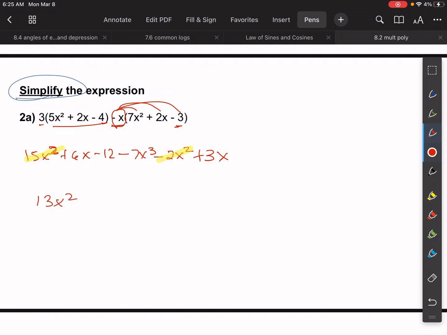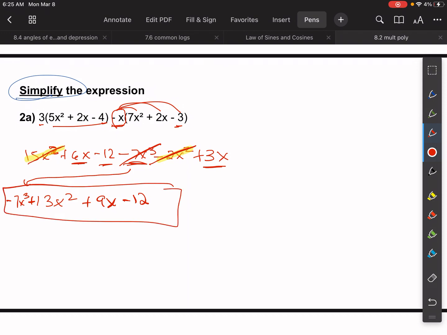And then there's no other x to the 3rds, and if I want to put this in standard form, I actually want to put the highest degree first, so I'm going to put this out front. Okay, so negative 7x to the 3rd plus 13x squared. That takes care of this guy, this guy, this guy. Now I'm down to my x term. 6x plus 3x gives me 9x, and then minus 12. Okay, so there is the expression simplified in standard form.